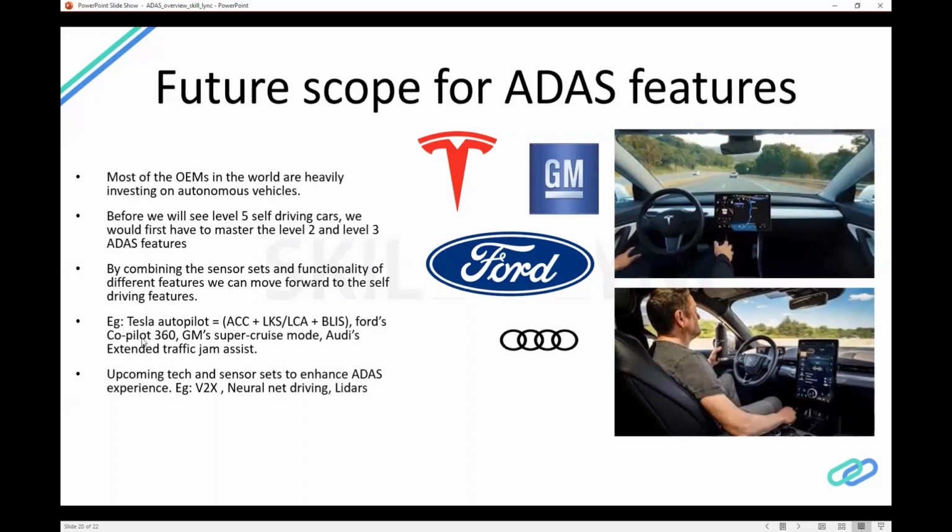Ford likes to call it Copilot 360, GM calls it Super Cruise mode. But the one common thing in all these technologies is they are still under level 2 category because the government regulations still don't allow them to deploy on all the roads. These features are only activated on certain road conditions, typically highways, freeways, or expressways, where the road conditions are very good and most of the people are following the law and following the speed limits.